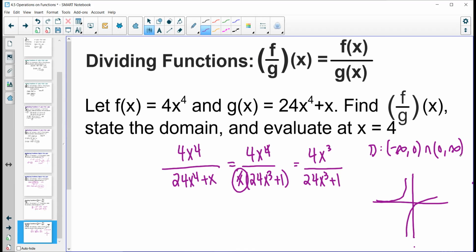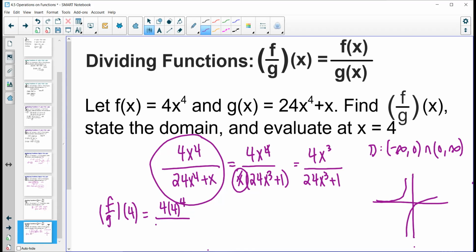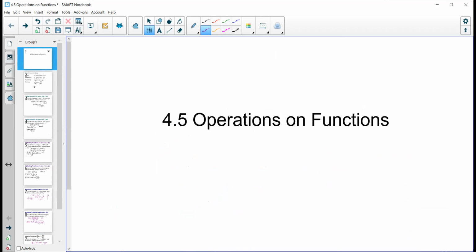And our very last step is evaluating it when x equals 4. We're going to stick with this original function here to evaluate it. So f over g of 4 equals 4 times 4 to the fourth divided by 24 times 4 to the fourth plus 4. Now, as we evaluate this at x equals 4, we end up getting 0.167 roughly. It does give us a longer answer there, but that's essentially where we end up, at 0.167.